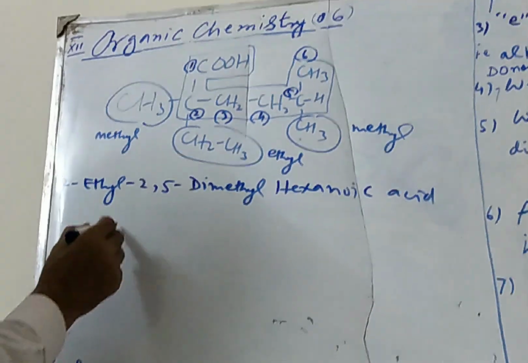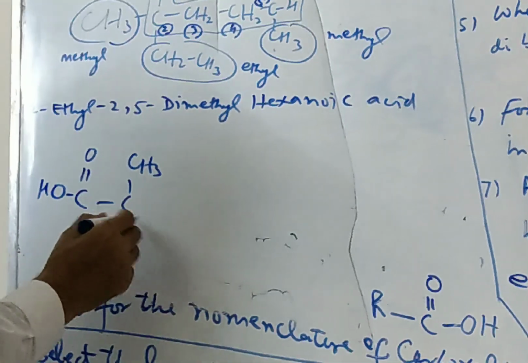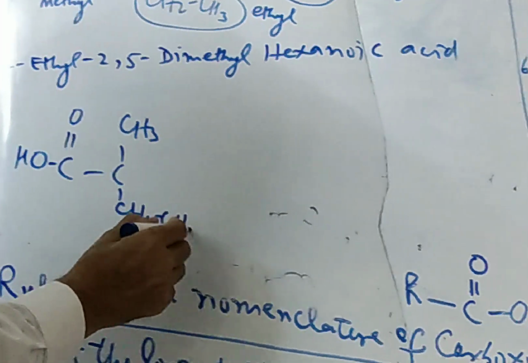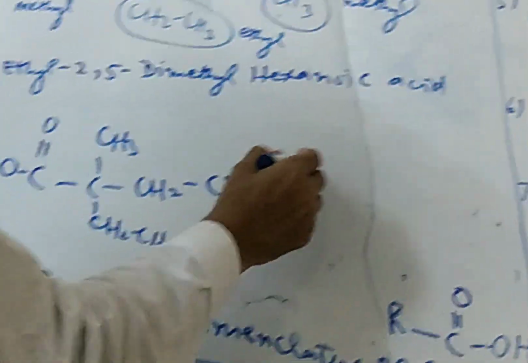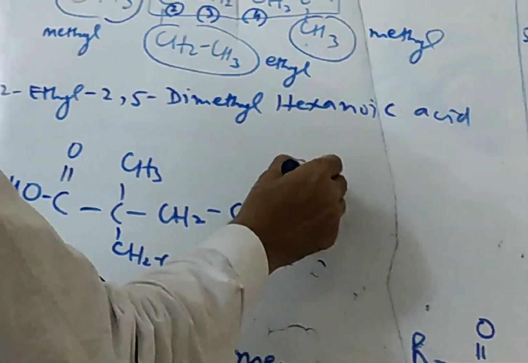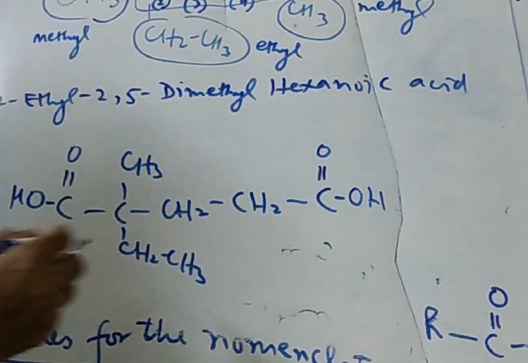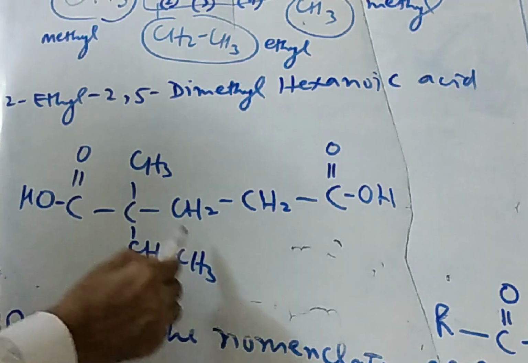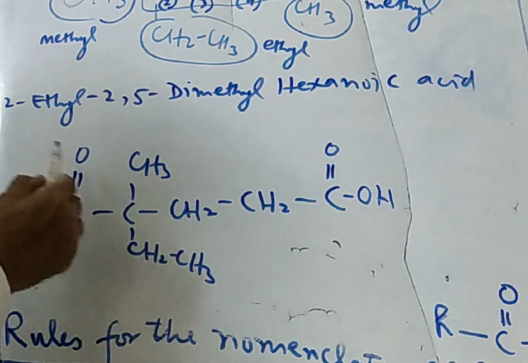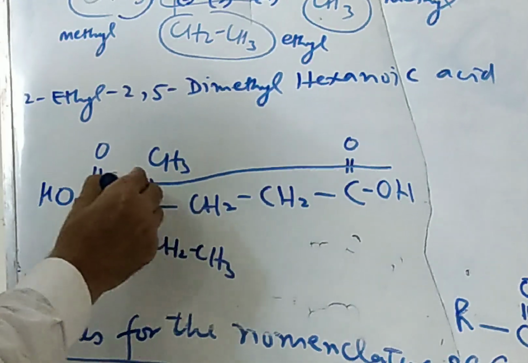Similarly, CH3, CH2, CH3, CH2, CH2, COOH. Now the longest chain, 1, 2, 3, 4, 5, 1, 2, 3, 4, 5, 6. But this COOH will go out if we consider this one. So it is wrong. The correct one is this chain.